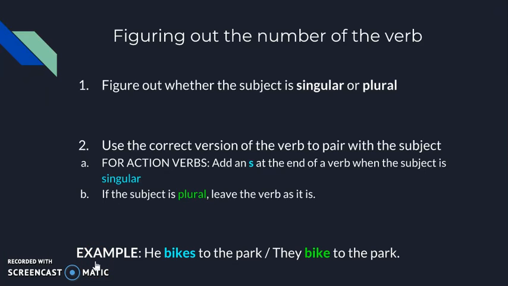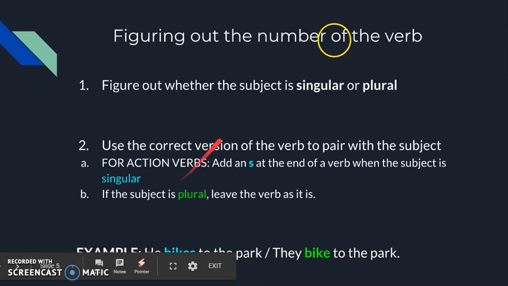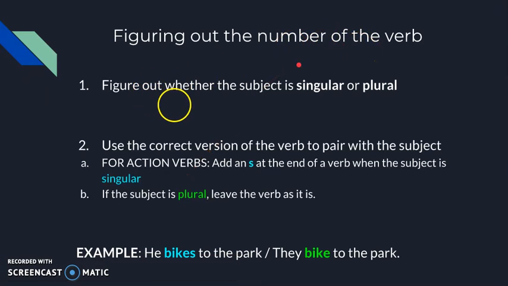Now that we know how to identify a subject as either singular or plural, we now have to figure out the number of the verb. The first thing, obviously, is to figure out whether or not the subject is singular or plural. Once you find out whether the subject is singular or plural, you have to use the correct version of the verb you are using in the sentence to pair with the subject. For a majority of action verbs, if the subject in the sentence is singular, all you need to do is add an s at the end of the verb.